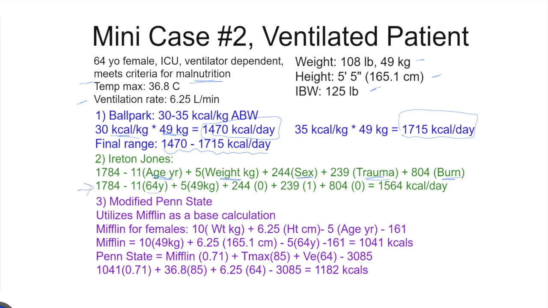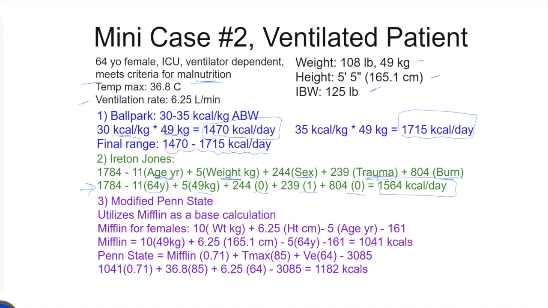So again, we put in years, we put in weight, we said that she was female, so the sex would equal 0. We did say in this case she has trauma, so we're going to say trauma equals 1, and burns equals 0. She does not have any burns. And then if you multiply that and add it all across, you get to a total of 1564 kcals per day.